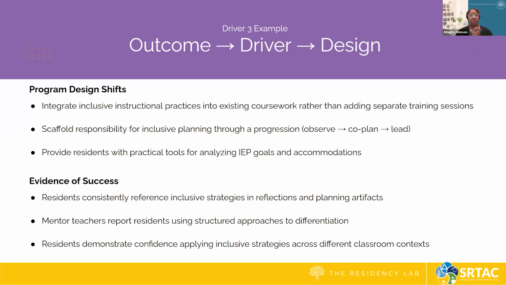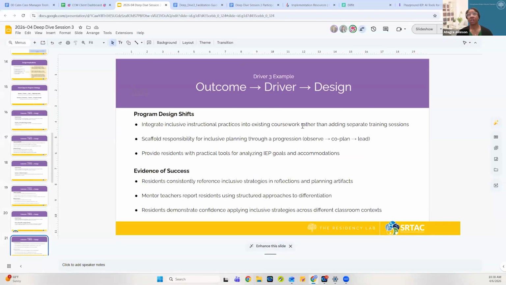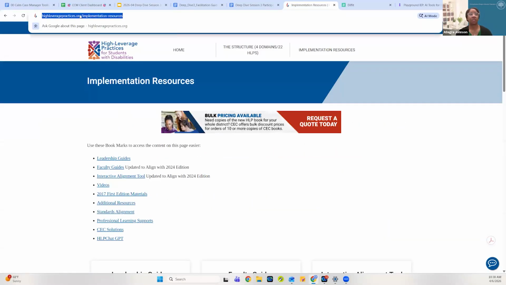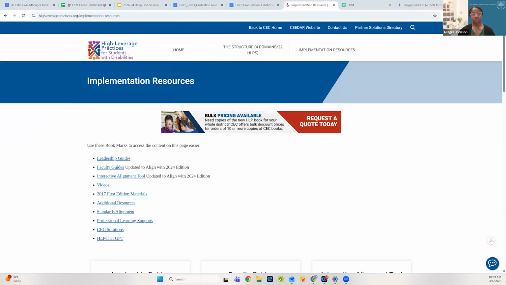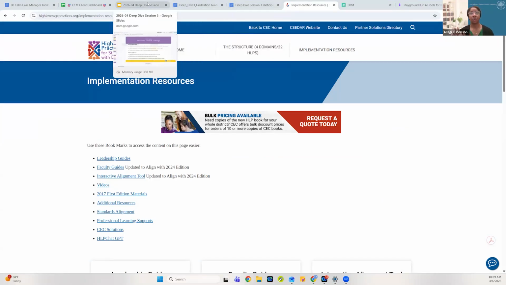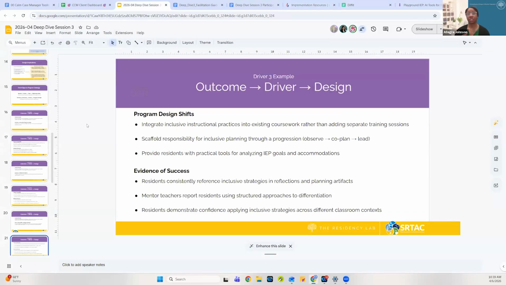So, thinking about using the high leverage practices for students with disabilities, let me share that website right now and drop it into the chat. This is a really concise list of instructional practices that are evidence-based and research-based and have been shown to be successful with students with disabilities. Pulling from this list and having those be intentionally embedded into lesson plans is another way to create that integration and alignment. Really think about what it looks like to scaffold responsibility for that co-planning.